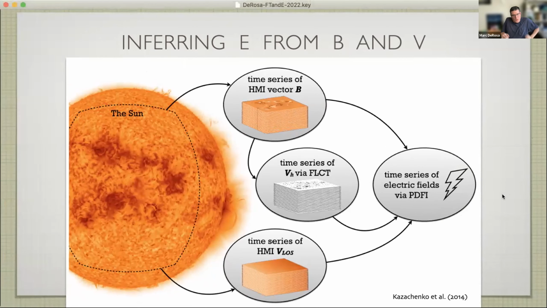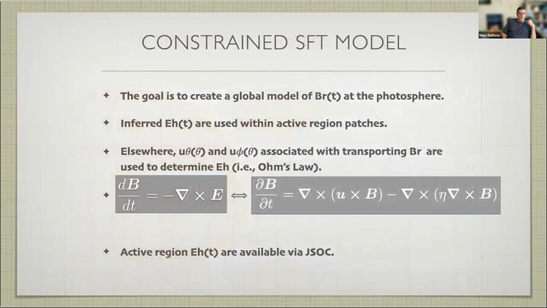Now, let's assume that all of this has worked amazingly well, and you have a time series of E. So what can you do with it? One thing you can do is create what Marc Chung has termed a constrained surface flux transport model. Ideally, you want to create a global model of B_r as a function of t from the photosphere using the inferred E_H's, which are the horizontal electric fields. Now, in practice, you can only really infer the horizontal electric fields in places where the magnetic field is strong, and so that effectively means active region patches.